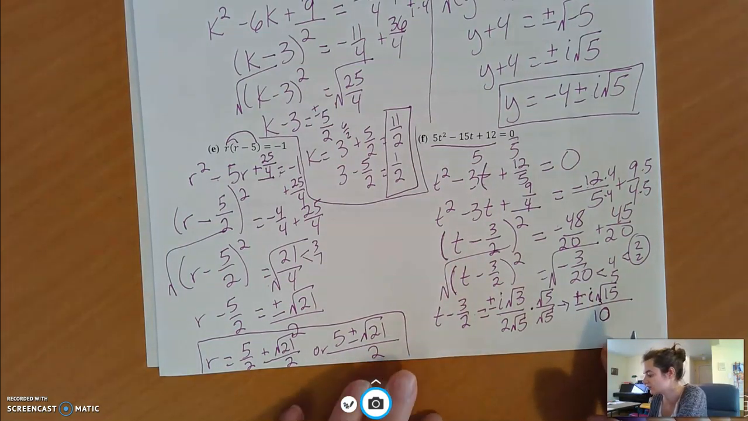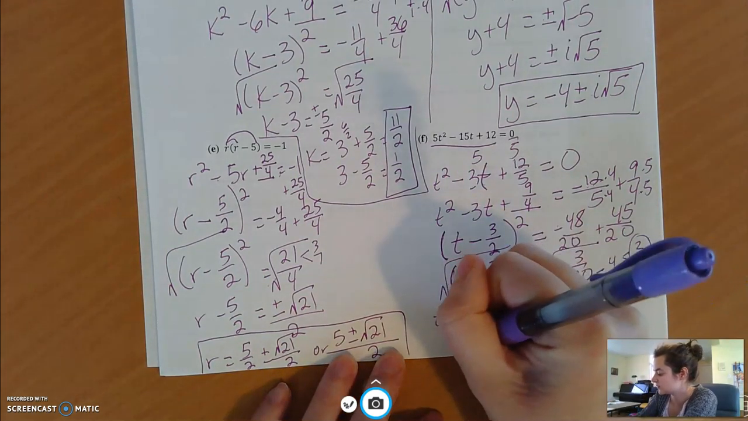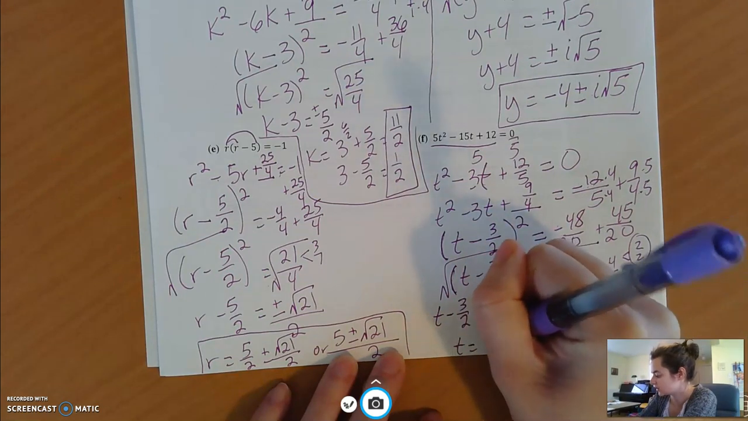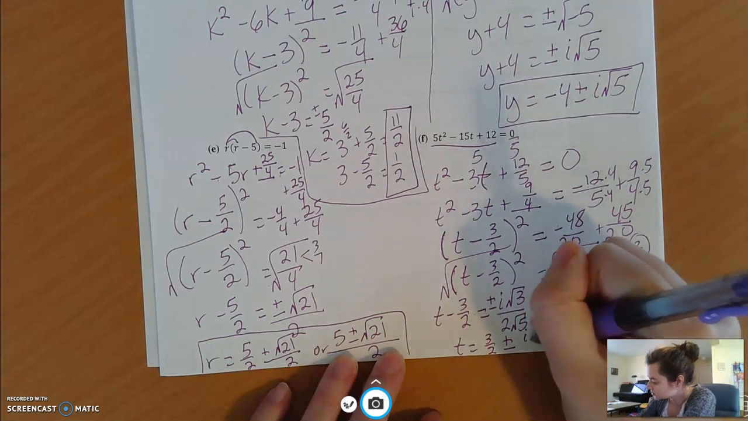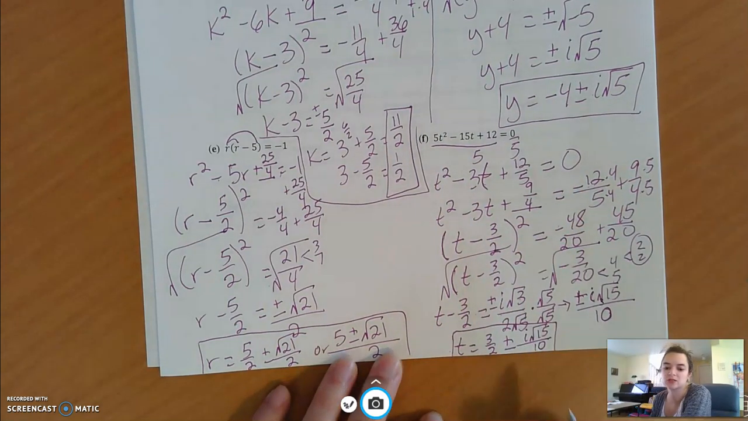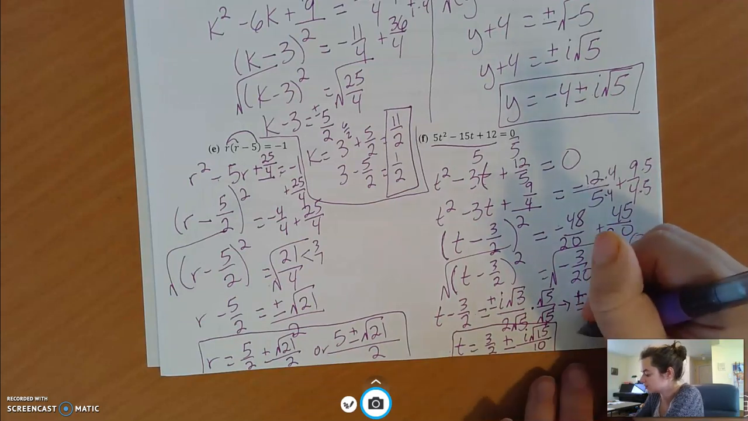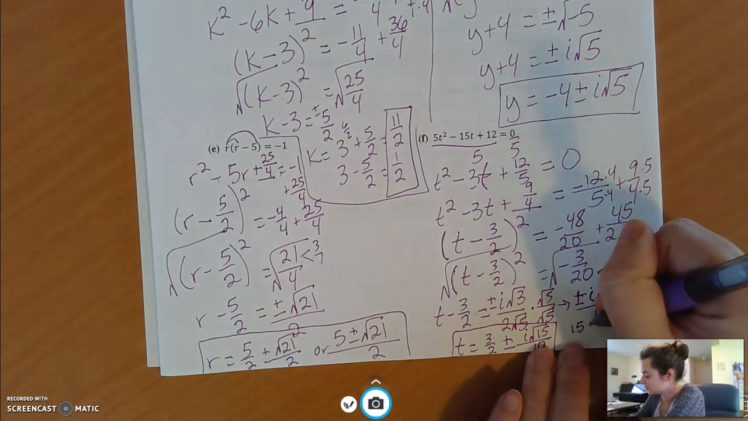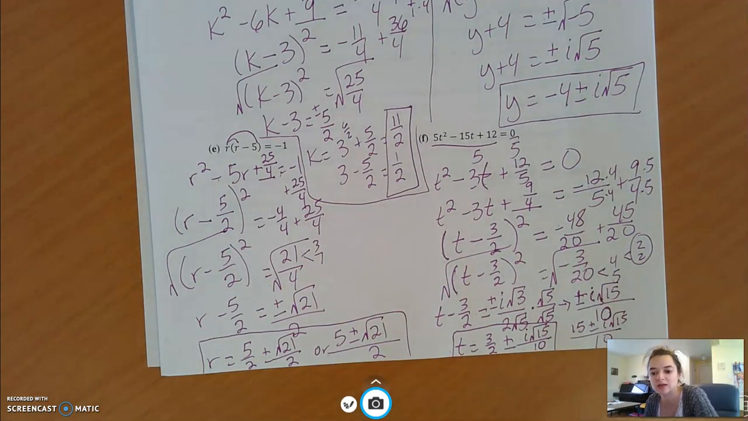And the last thing we have to do is get t by itself and add 3/2 to both sides. So t is going to equal positive 3/2 plus or minus i square root of 15 over 10. Okay? If you really want to, you're welcome to get an LCD between the 2 and the 10 and multiply by 5 and 5 and get 15 plus or minus i square root of 15 all over 10. You can certainly do that if you'd like to.